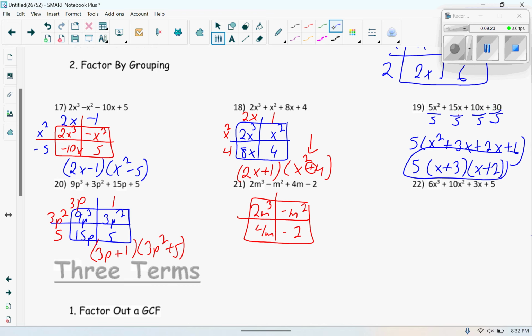Okay, so I have, let's see, I'm going to pull out an m squared here. So that's 2m. If that's 2m, that's 2. And that has to be minus 1. So I have 2m minus 1, and then m squared plus 2. And finally, our last one.